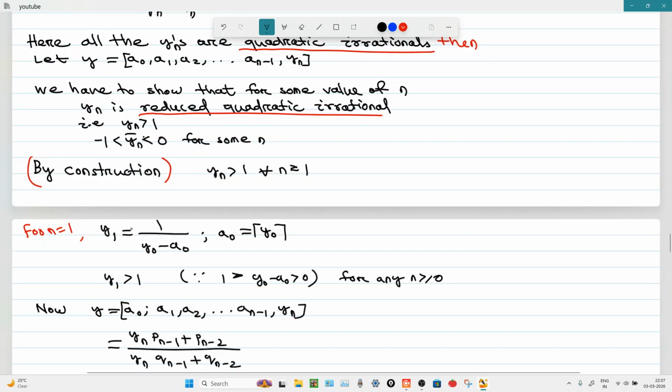Let us take n equals 1. y1 equals 1 by (y0 minus a0), and a0 is the greatest integer of y0. So y1 is greater than or equal to 1, since we know that 1 is greater than y0 minus a0, which is greater than or equal to 0, for n greater than or equal to 0.